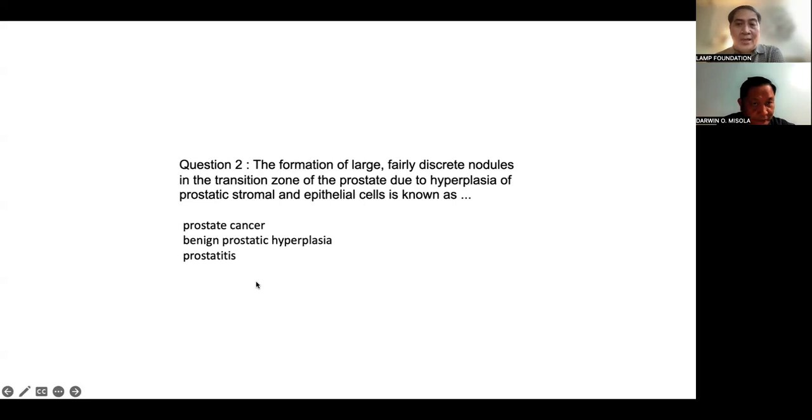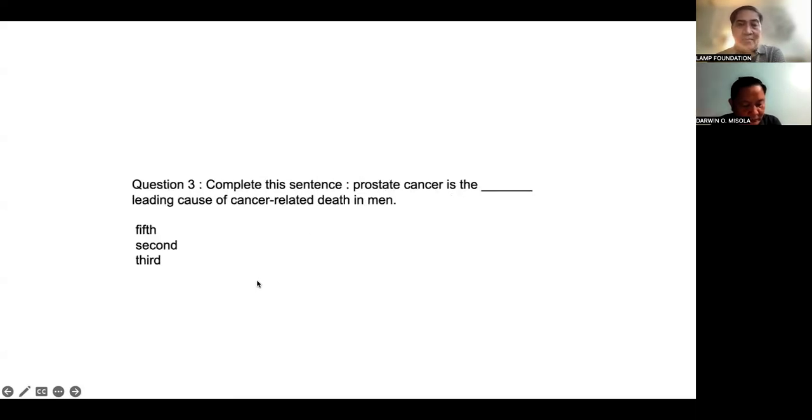Formation of large, fairly discrete nodules in the transition zone of the prostate due to hyperplasia of prostatic stromal and epithelial cells is known as benign prostatic hyperplasia, Doc. In short, it's BPH, because the full name is very long. Prostate cancer is the blank leading cause of cancer-related death in men. Which number? Fifth po.